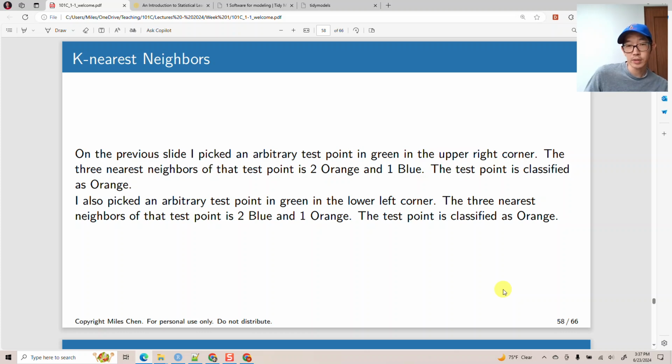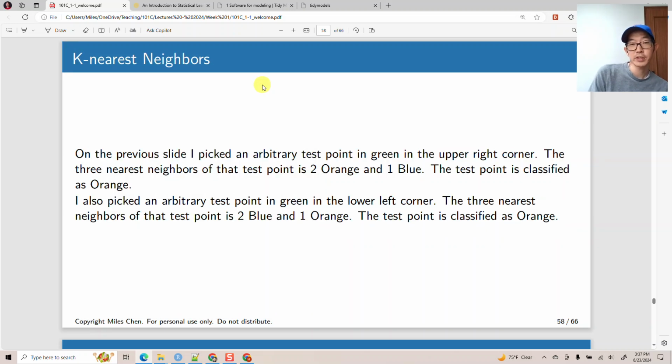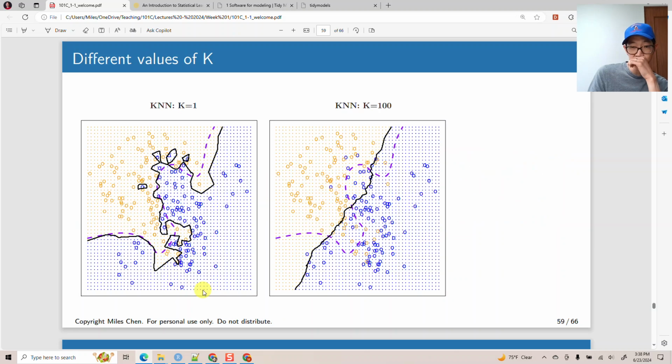So I had an arbitrary test point in green in this upper right corner, and the 3 nearest neighbors of that one were 2 orange and 1 blue, and so that gets classified as orange. Whereas for this one in the lower left, the 3 nearest neighbors are 2 blue and 1 orange, and so that gets classified as blue.